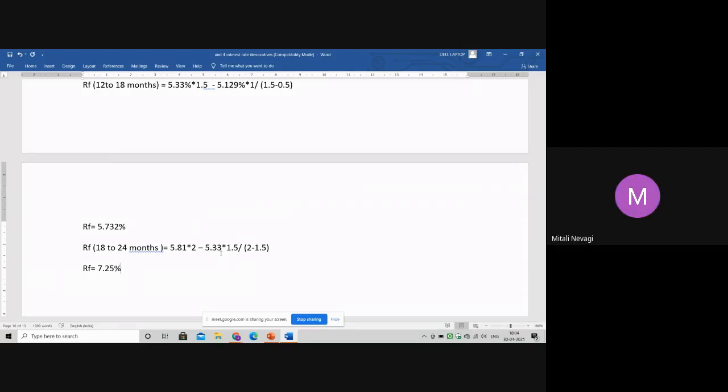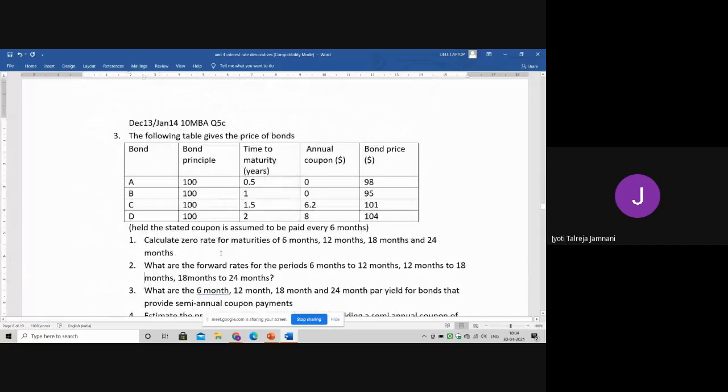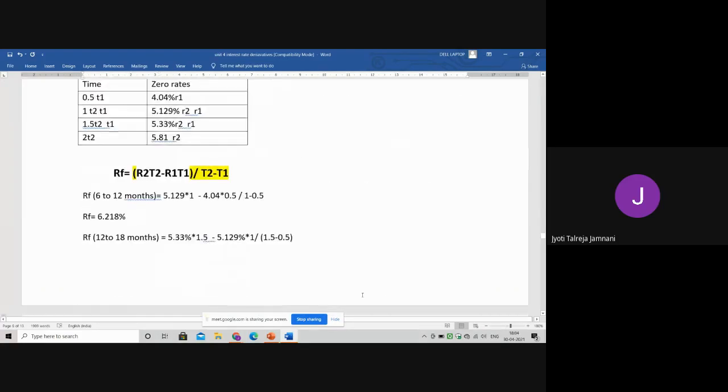Yes, ma'am, 7.25. Okay. This was our second question, to find the forward rate. So we found the zero rate, we have found the forward rate. Now let's see what's the third question. What are the 6-month, 12-month, 18-month, and 24-month par yield for bonds that provide semi-annual coupon payments? So now we have to find par yield.